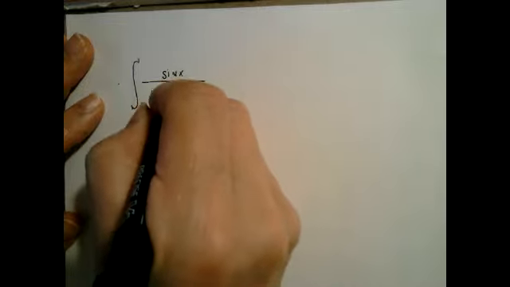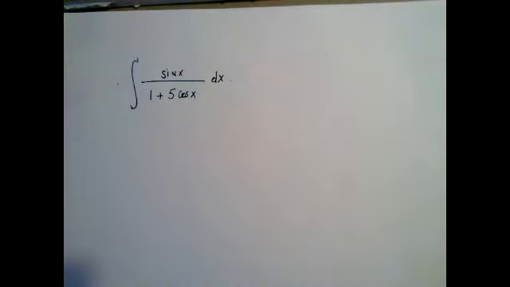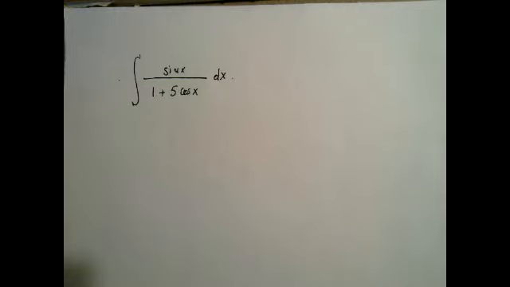Integral of sine x over 1 plus 5 cosine x dx. Okay, again, now I want you guys to look at it carefully, see the connection, what's really going on, and tell me what to do. You see any connection within the integral? Any idea for the u?